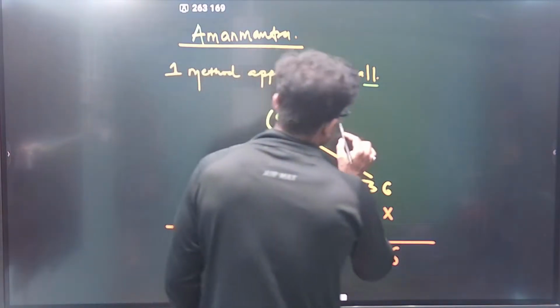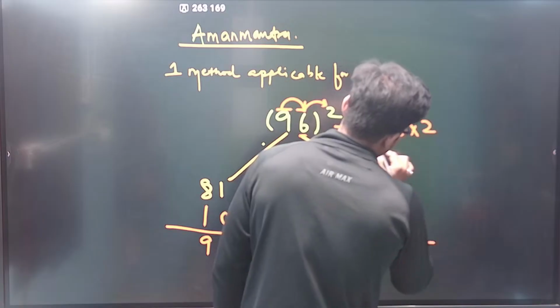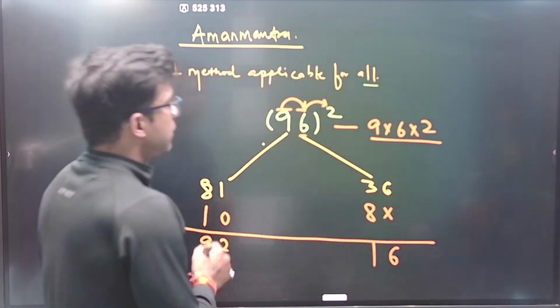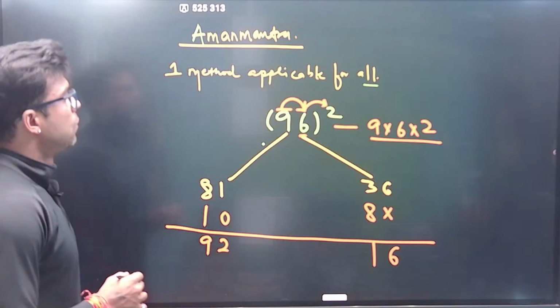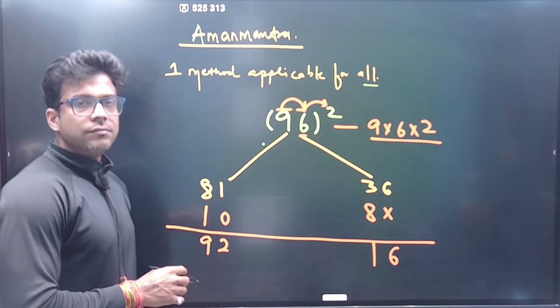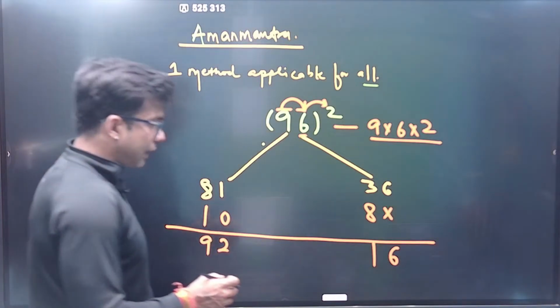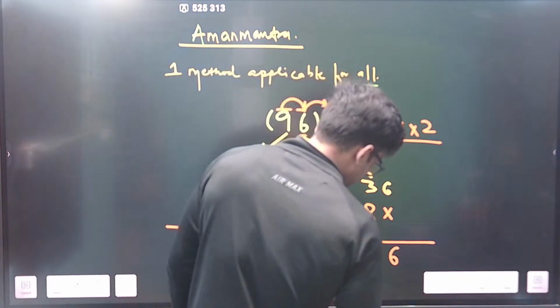Here it is 9 into 6 into 2. Understood? Yes or no? One method applicable for all. Any number you can figure out this way. Let me give you one more example. It's a very beautiful method, guys.